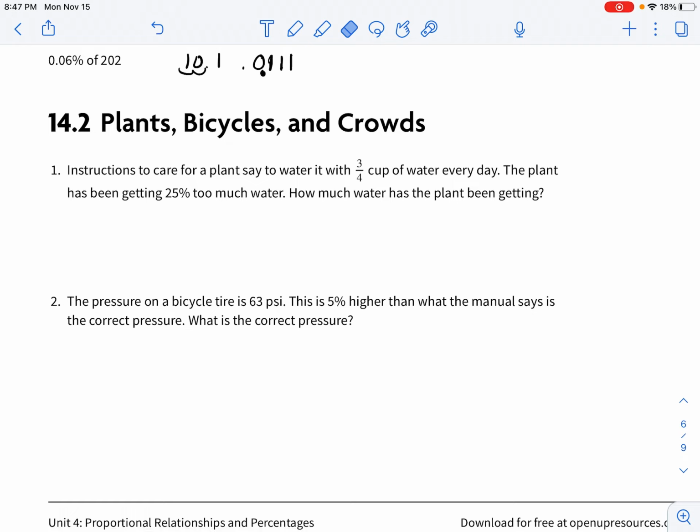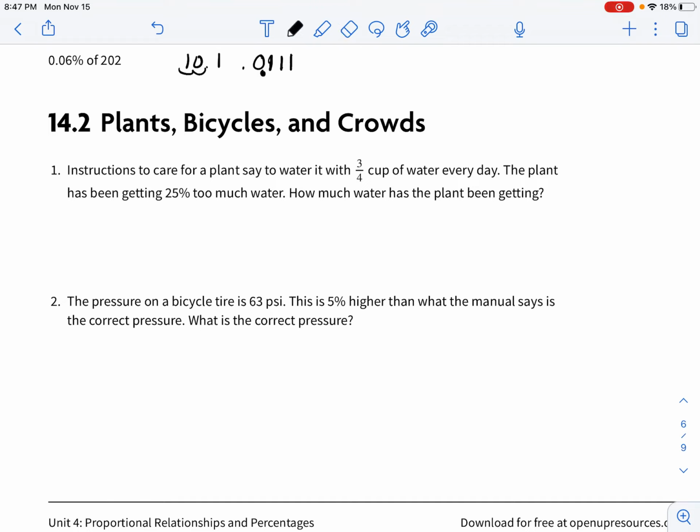All right, so plants, bicycles, and crowds. Okay, it says the instructions to care for a plant say to water it with 3/4 cups of water every day. The plant has been getting 25% too much water. How much water has the plant been getting? So if it's 25% too much, think of it like an increase. So it's getting 25% more.